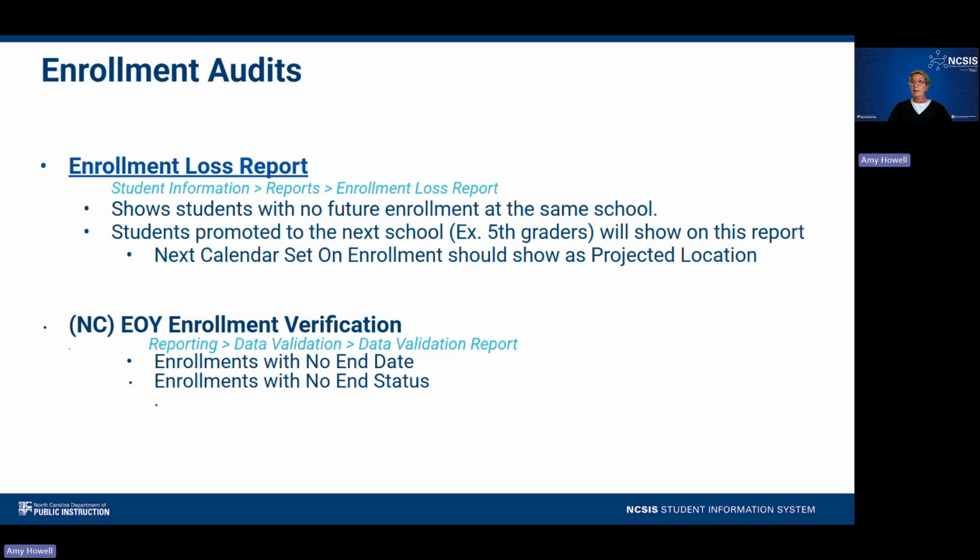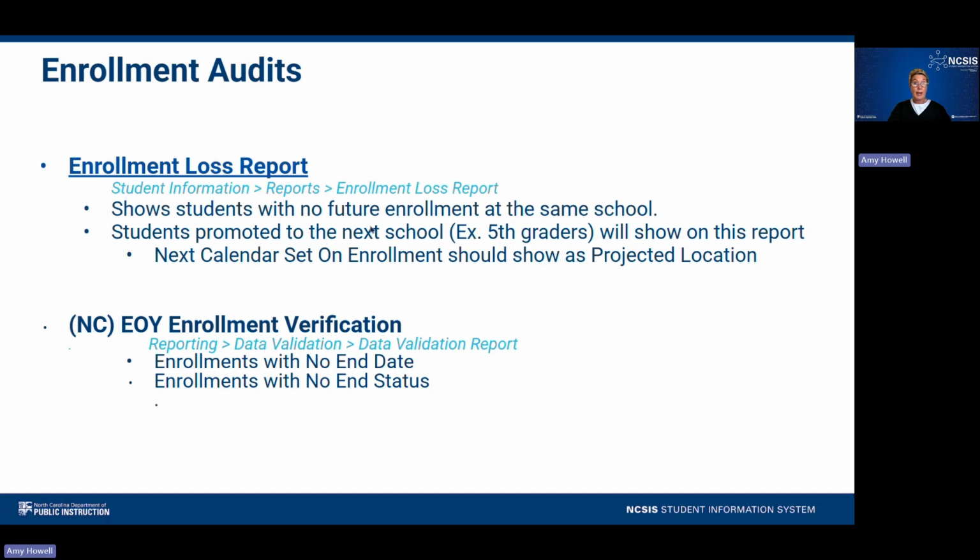All right, the first one we have here is enrollment loss report. Okay, you've likely seen this one before. So this one is going to be run in the current year, in your 25-26 school year, if that's your current year, and then it's going to show you students that don't have a future enrollment at the same school.